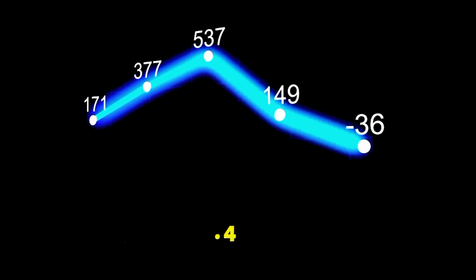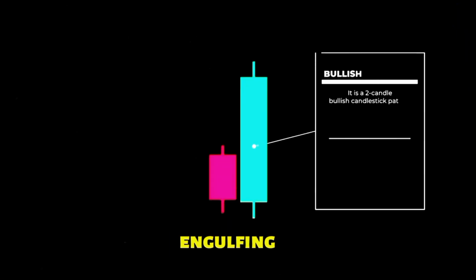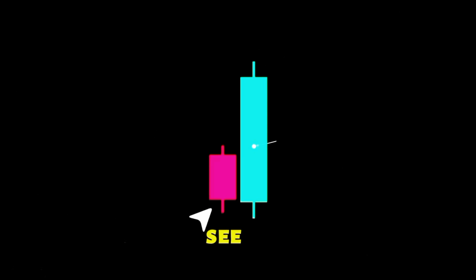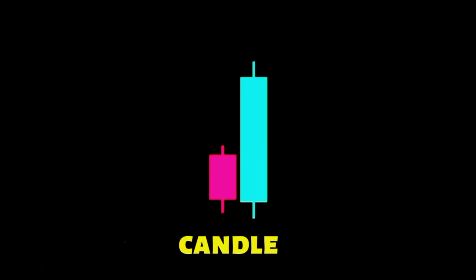Pattern number 4. Bullish Engulfing Bar. A bullish engulfing bar is a 2-candle pattern where a green candle completely engulfs a red candle before it. This means we first see a red candle. Then the next candle is a big green candle that completely engulfs the red candle. The high of the green candle is higher than the high of the red candle. Similarly, the low of the green candle is lower than the low of the red candle.